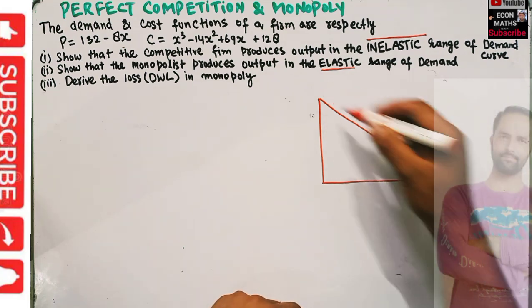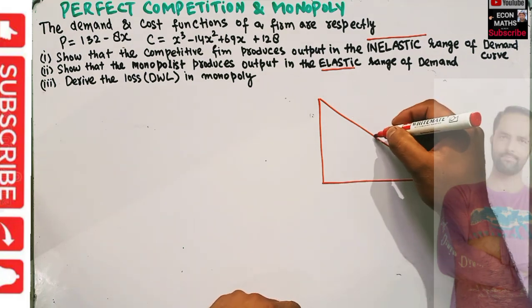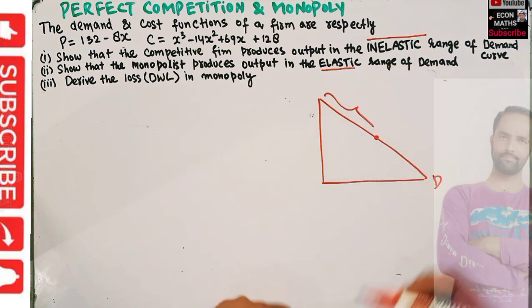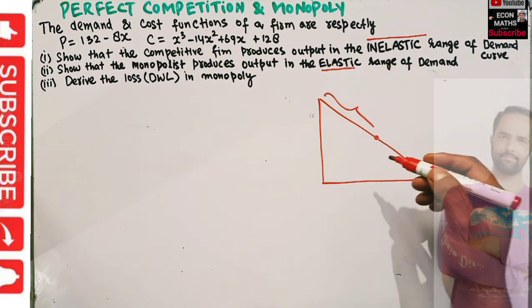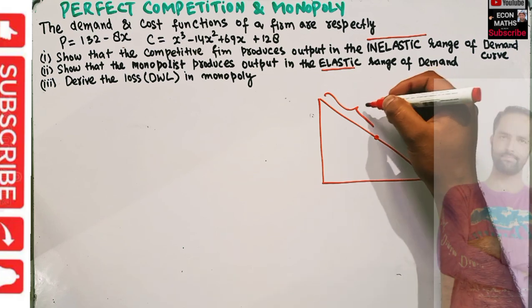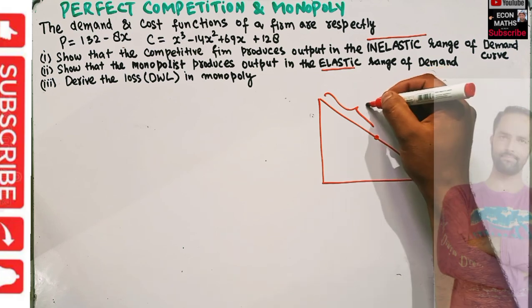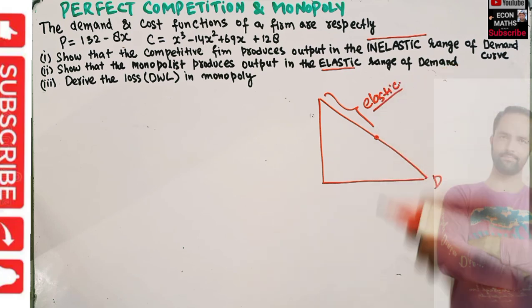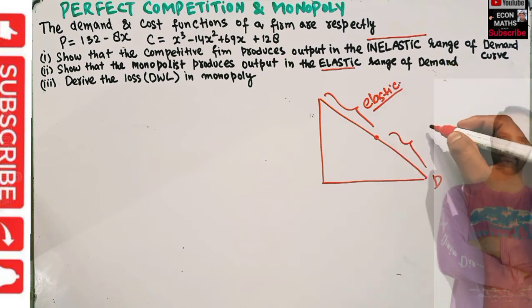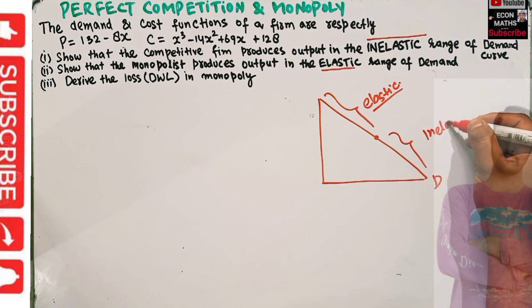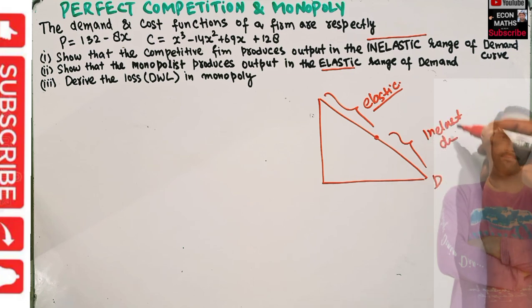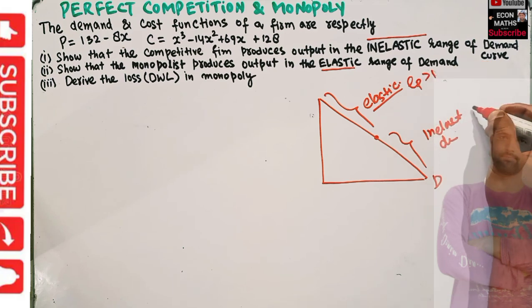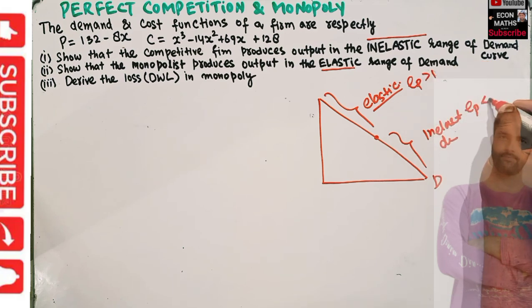Okay, so if this is our demand curve, let us say this is the midpoint of this demand curve. The upper half region denotes the region where we have elastic demand, and this lower half region denotes our inelastic demand. So here the price elasticity of demand will be greater than 1, and here the price elasticity of demand will be less than 1.